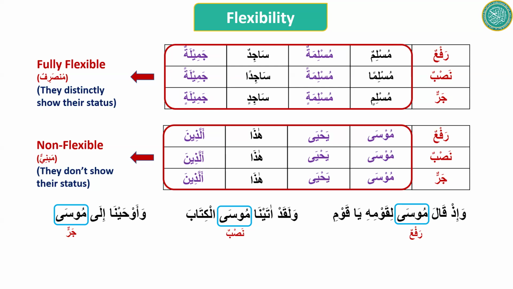So two categories so far: fully flexible and non-flexible. All right, I'm hoping so far everybody is with me. It is a very important concept. You can call it a subcategory of telling the status. We are still talking about the first property of ism: fully flexible, non-flexible.